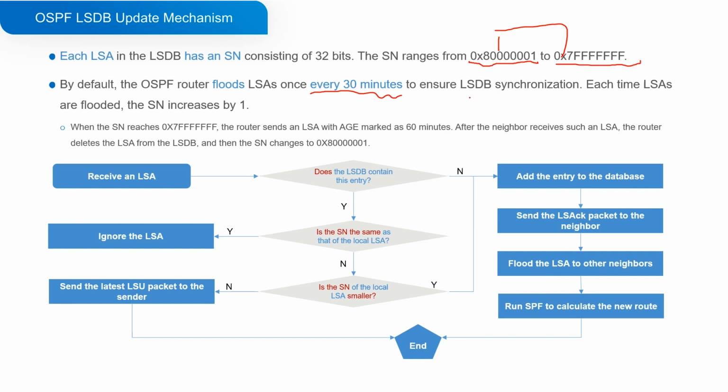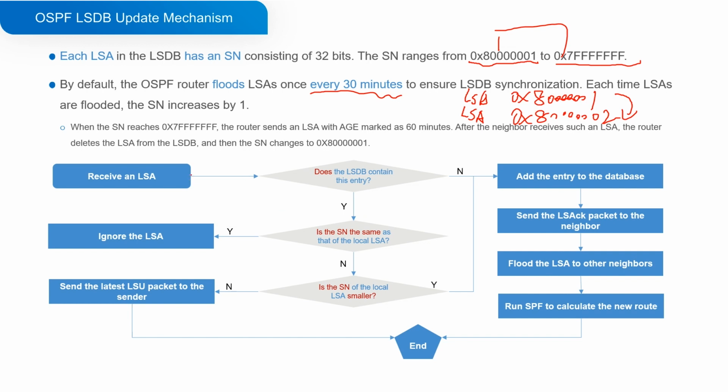It means maybe now the RSA's SN number is 8000001, and now we flood the RSA. The newest RSA will add 1, so it will become 2. So we will increase the SN number when the RSA is flooded.